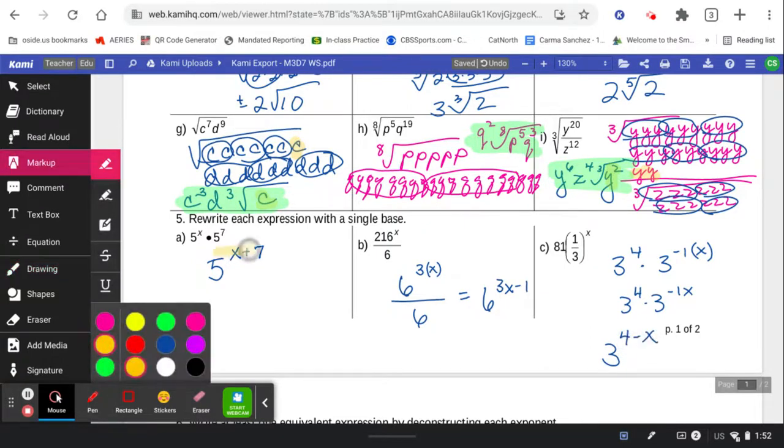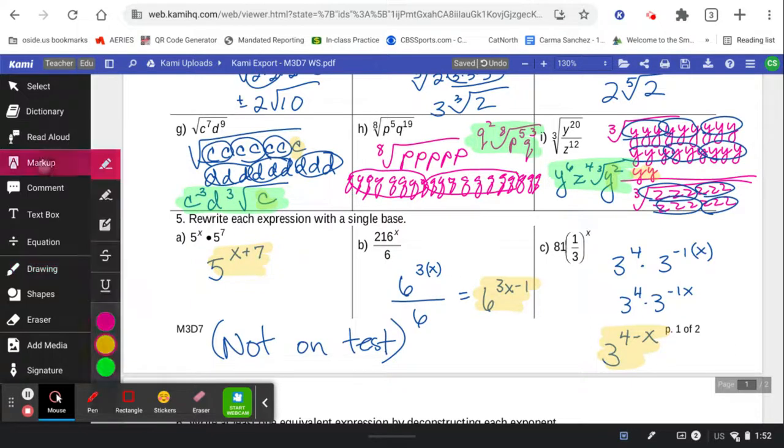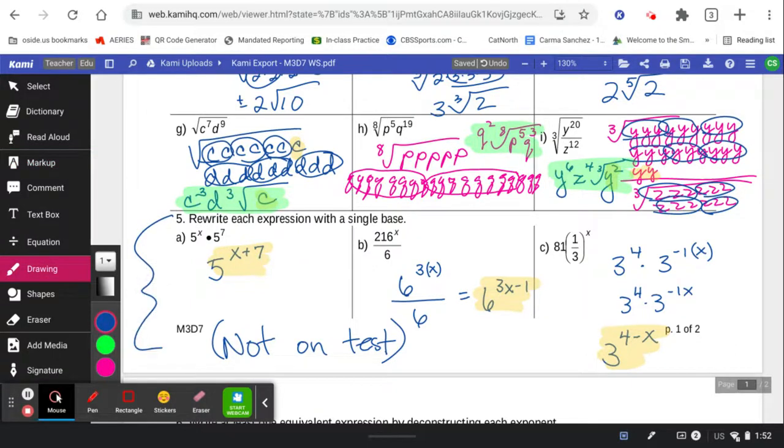Now, these bottom ones, writing as an equivalent expression, these bottom ones are not on the upcoming test. They're just kind of a higher level. See if you can rewrite the expression in a different way. Okay, so these bottom ones right here, numbers 5, A, B, and C are not on the test. Everything else above is.